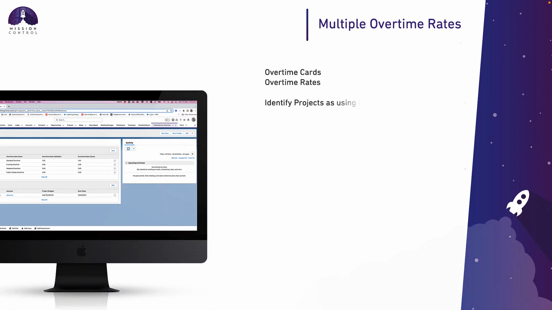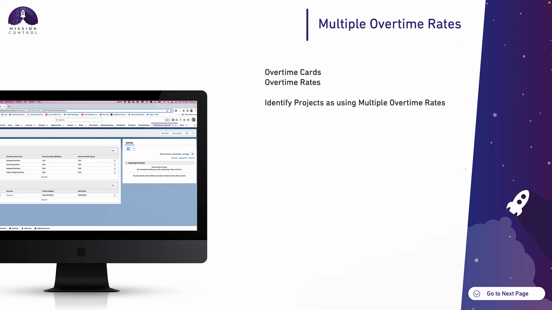You also have the ability to track overtime in Mission Control. That's an existing feature. The enhancement to that is the ability to track multiple overtime rates. So, for example, you might have a field service team that are charging different overtime rates depending on when the overtime occurs. Just normal weekday overtime might be paid at one ratio. Evening work might be paid at another ratio, and then weekend work might be paid at a different one.